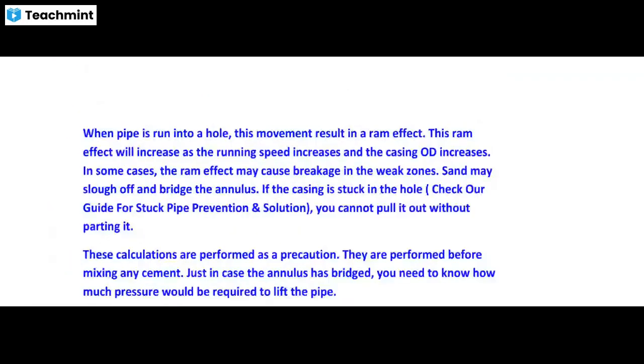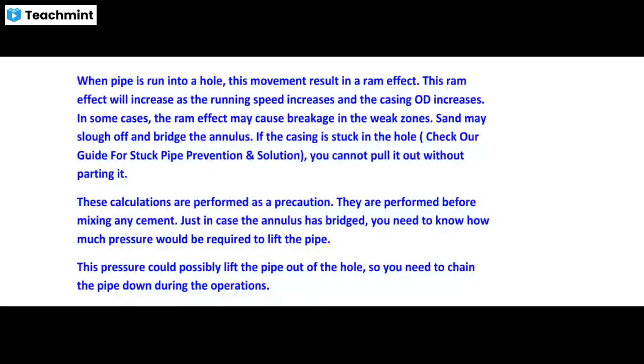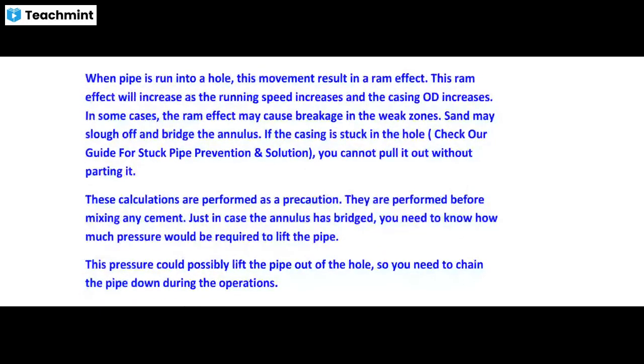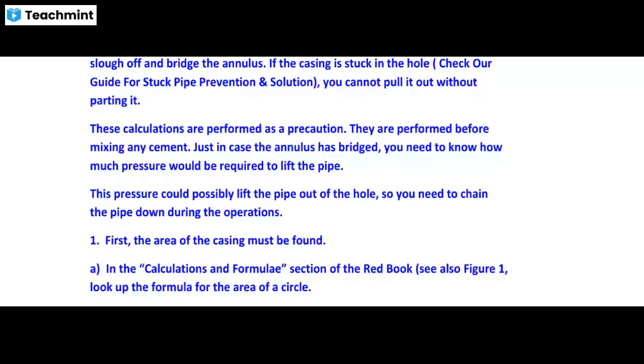So you can see here, when the pipe is run into the hole, the movement results in the ram effect. Therefore, this ram effect will increase the running speed, and the outer diameter of the casing will increase. Therefore, this ram effect may cause the breakage of the weak zones. The sand may be sloughed off and bridge the annulus. In that case, if the casing is stuck, you cannot pull it out without parting. Therefore, these calculations are performed as a precaution.